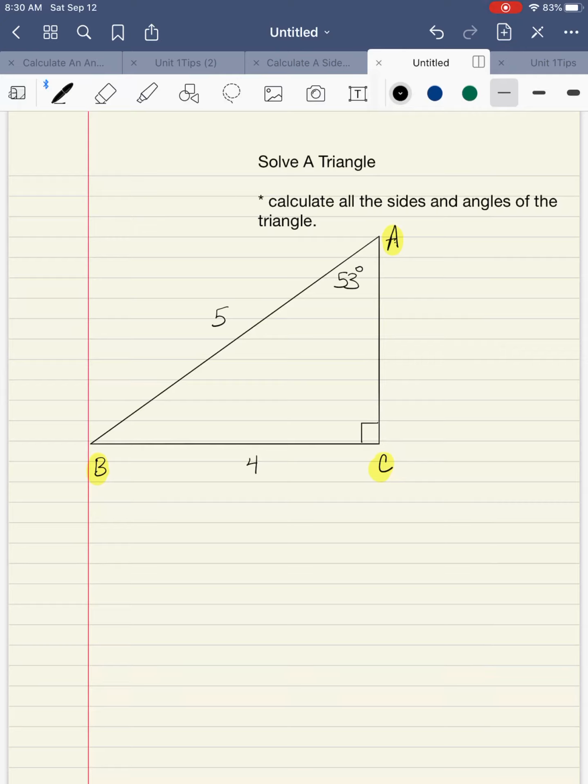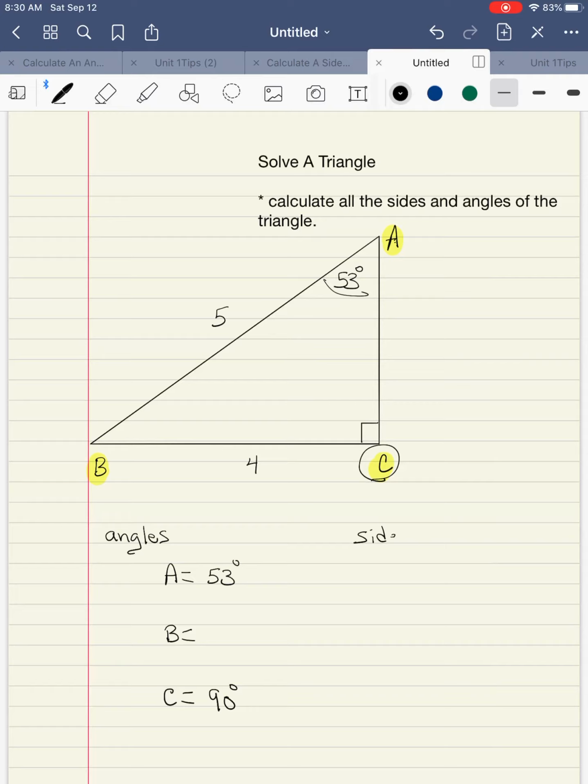One thing that I find really helpful is making this little organizational chart right at the beginning. So I'm going to write down angles: capital A, capital B, capital C. I go to my triangle and I see capital A, or angle A, is 53, so I'm going to write that down. And then I see capital C, or angle C, has a 90-degree symbol, so I'm going to write that down. So you can see I'm left to calculate angle B.